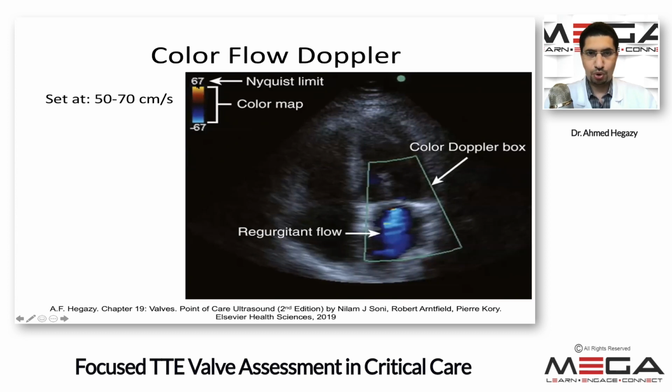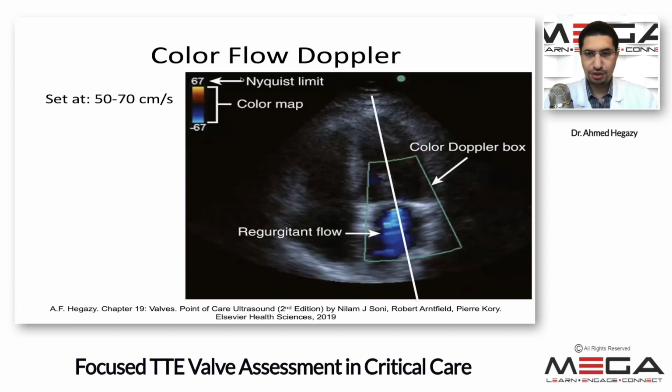And if it's going towards the probe, it'll be red or yellow. If it's going away from the probe, it'll be blue. So the Nyquist limit is the maximum velocity the probe can detect with accuracy. And you usually set it to 50 to 70 centimeters per second if you're trying to assess valves in general. These are the recommendations of the American Society of Echo.